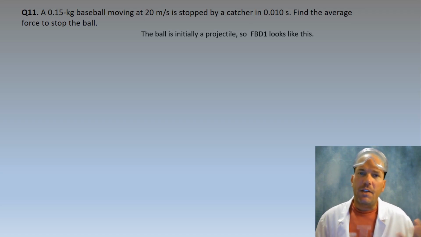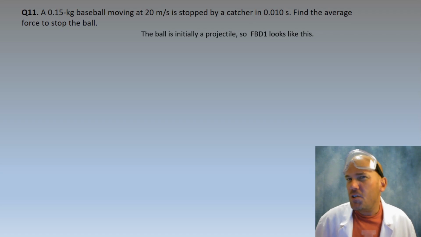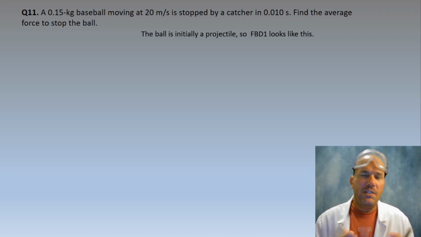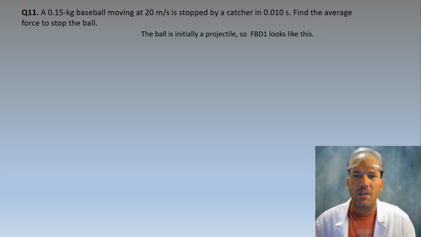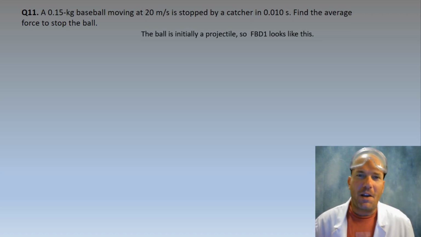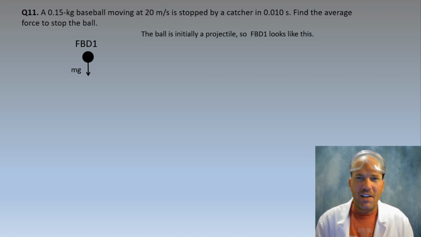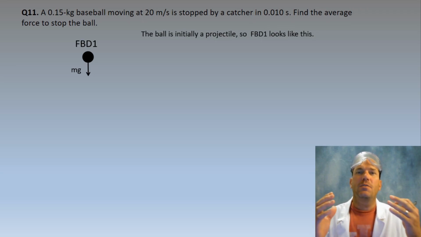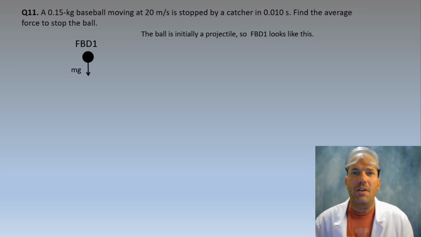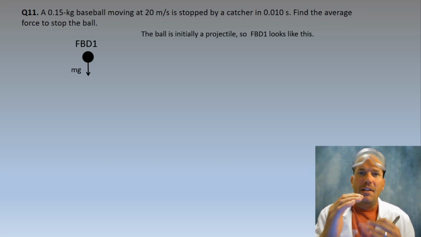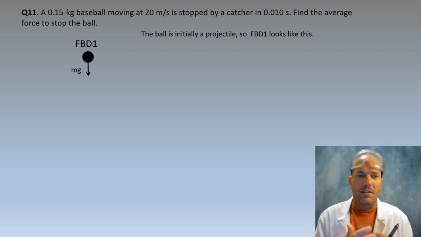So initially we have a projectile motion problem. Let's look at what the free body diagram would look like for the projectile. I want to reinforce this again. For an object in projectile motion, when we neglect air resistance, there is one force acting on the object, and that is the force of the earth on the ball or the object. In this case, mass times gravity.